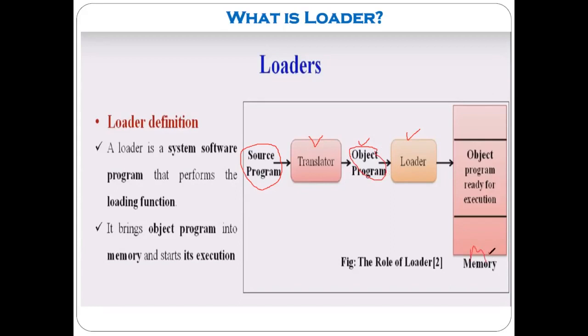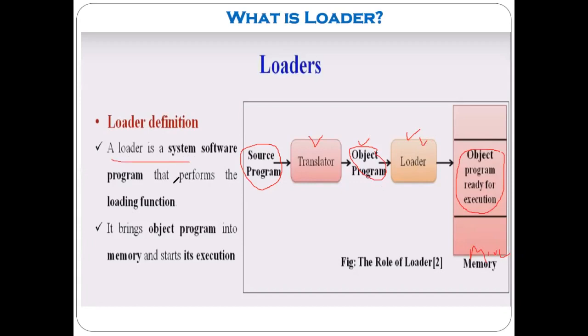Here I have shown the main memory. Here you can see the object program ready for the execution. As it's a basic concept that all of you must know, if the program needs to be executed, that program needs to be there in the main memory. So who is doing that task of taking the program from the secondary memory to the main memory? That task is done by the loader.